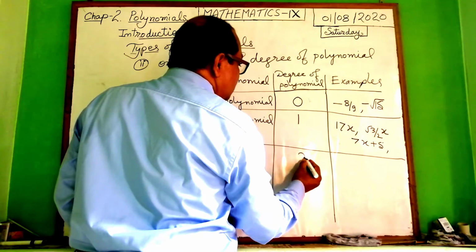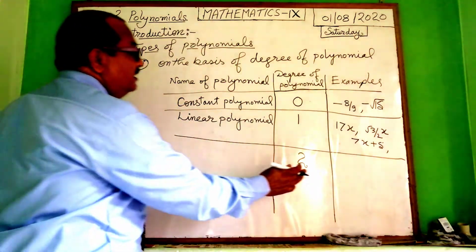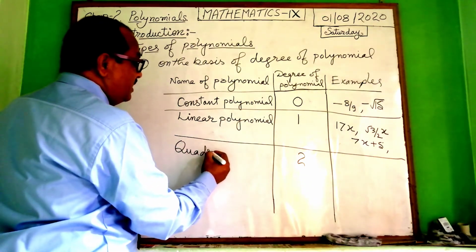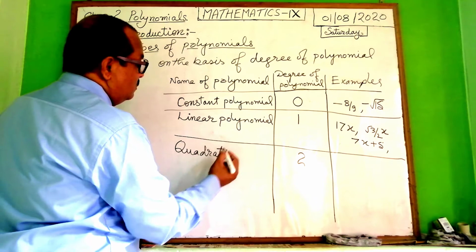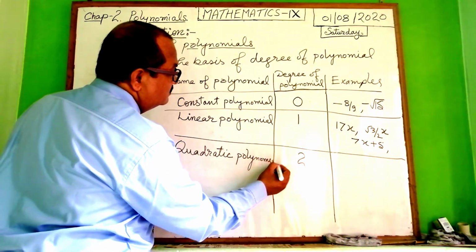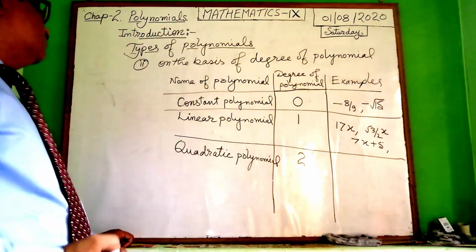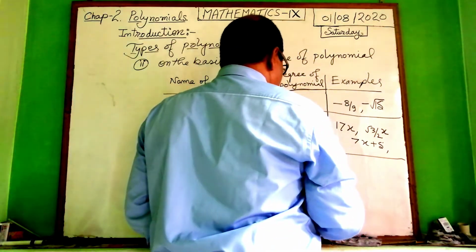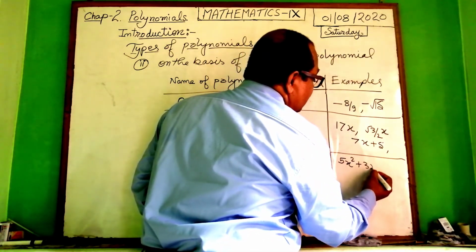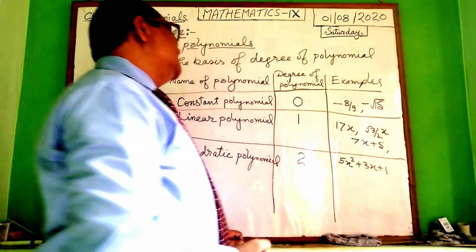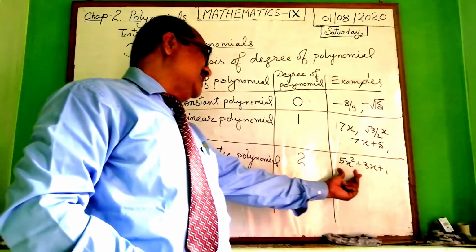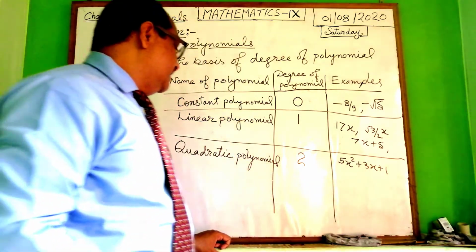Now come to see if the degree is 2. If the degree of any polynomial is 2, it is known as a quadratic polynomial. A quadratic polynomial has degree 2. For example, 5x square plus 3x plus 1. You can see the degree of this polynomial is 2, so it is called a quadratic polynomial.